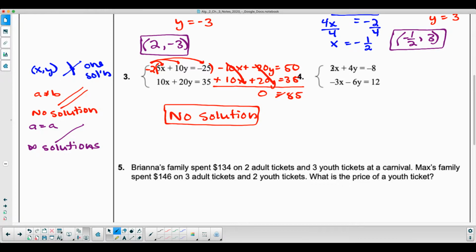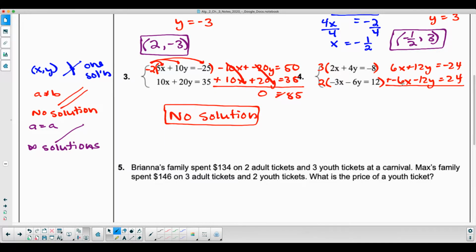Let's say we want to eliminate our x's again. To do that, we have to figure out a common multiple of 2 and 3. Well, 2 and 3, we could make these into sixes, a 6 and a negative 6. To do that, we'd have to multiply the top equation by 3 and the bottom equation by 2. So sometimes you have to multiply both equations. So this top one will become 6x plus 12y equals negative 24. And our bottom equation will become negative 6x minus 12y equals positive 24.